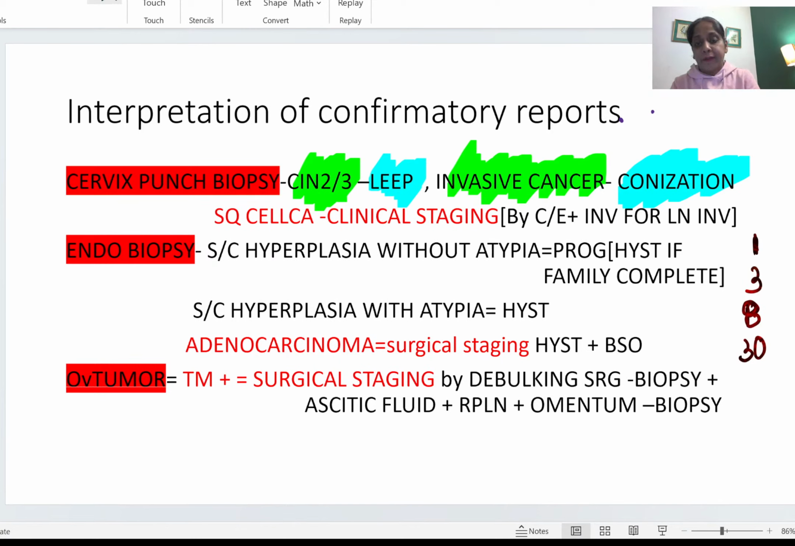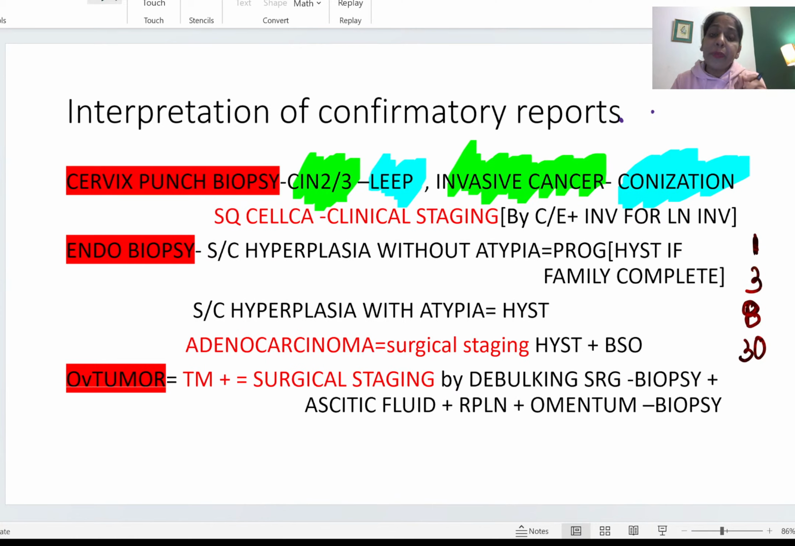What treatment we will give will depend on the clinical staging. Only one cancer in gynae is staged clinically, and that is CA cervix. Rest all cancers undergo surgical staging. We do a surgery and then we perform the staging. Okay, next is how we will interpret the endometrial biopsy report.